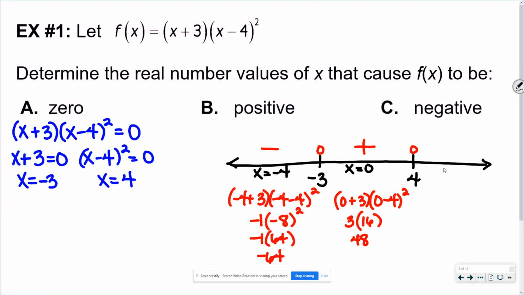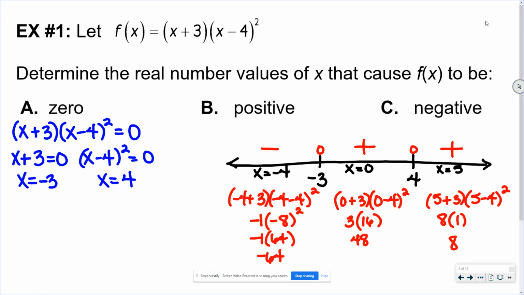And then one more time. We're going to test a number that is bigger than 4. So 5 is the first thing that comes to mind. We're going to plug that in, simplify, and you get 8 times 1, which is 8, right? So that means that this interval is also going to be positive.